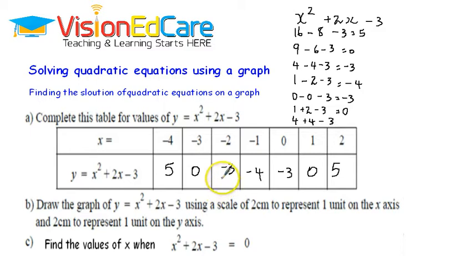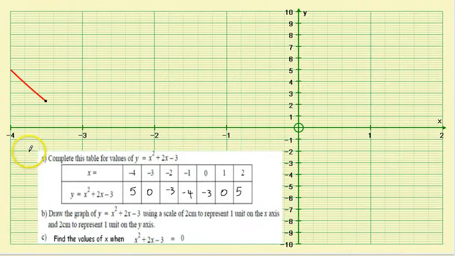So we're going to plot the graph now. Let us plot our points and draw our graph. So when x is minus 4, y is positive 5. So we go along the x-axis to minus 4, and we go up 5. When x is minus 3, y is 0, which is at this point here. And when x is minus 2, y is minus 3.